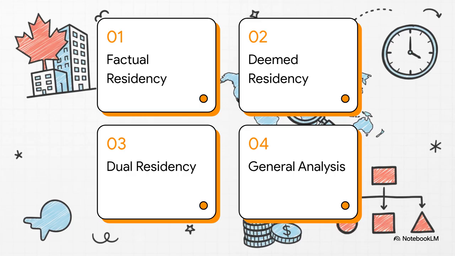So, here's our game plan for today. We'll start with that nuanced concept, factual residency and its CMC test. Then we'll look at a much more black and white rule called deemed residency. After that, we'll see what happens when those two ideas collide, creating dual residency. And finally, we'll wrap it all up with a practical analysis framework you can use.